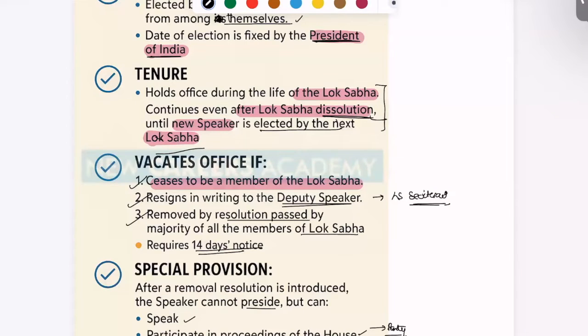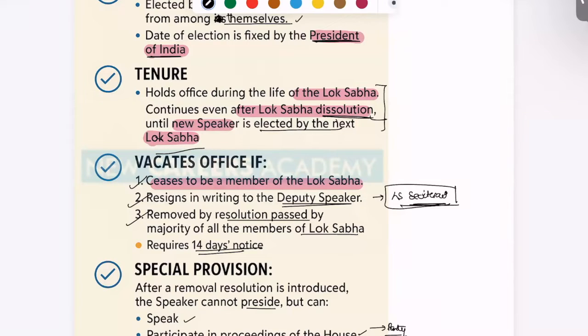If the speaker resigns, who does he give the resignation to? The deputy speaker. There is no deputy speaker right now. So who does he give it to? The Lok Sabha secretary. The Lok Sabha secretariat will be there. Is there an IS officers lobby? That has to be there. He ceases to be a member of Lok Sabha.